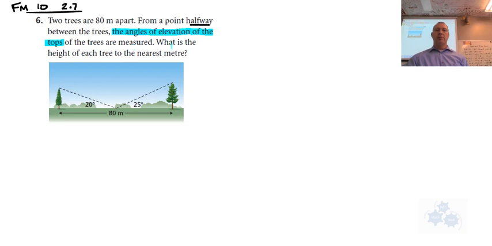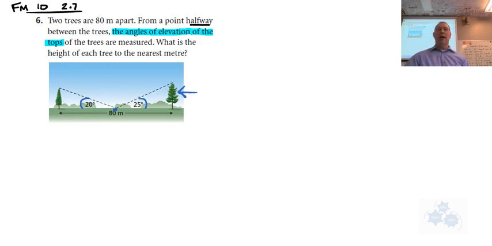Are measured. What is the height of each tree? Okay, so here is the angle of elevation for the first tree, it's 20. The angle of elevation for the second tree is 25. If we are exactly halfway, which tree is taller? It appears that, according to the diagram, this tree is taller. And that will be the case. This tree will be taller.